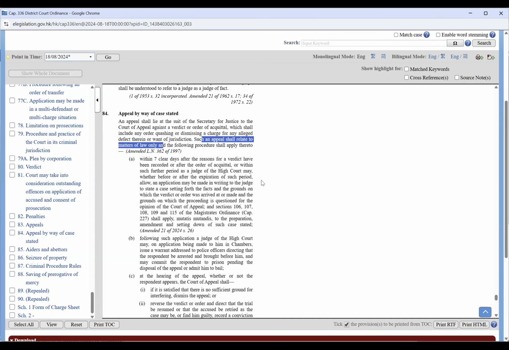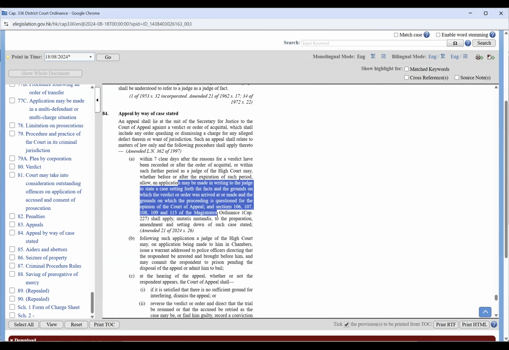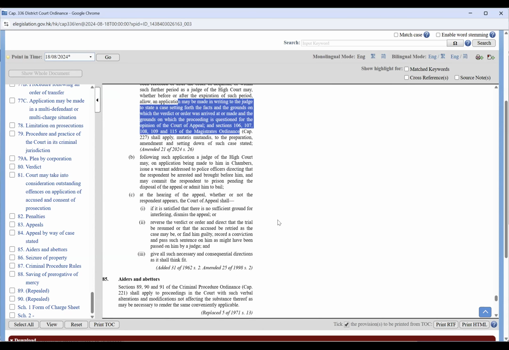Okay, and now here we have the procedure. Within 7 clear days after the reasons for verdict or after the order of acquittal, etc., you have to apply in writing to state a case, setting forward the facts and the grounds of the appeal. Okay, and then you consider the provisions in the magistrate's ordinance dealing with appeals by way of case stated. So there's the procedure. 7 clear days. You can get an extension of time on this.